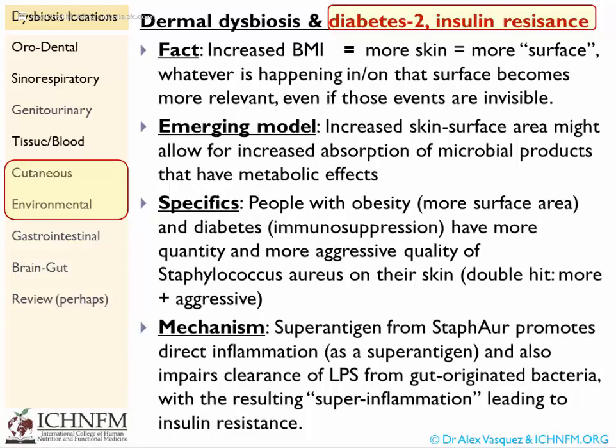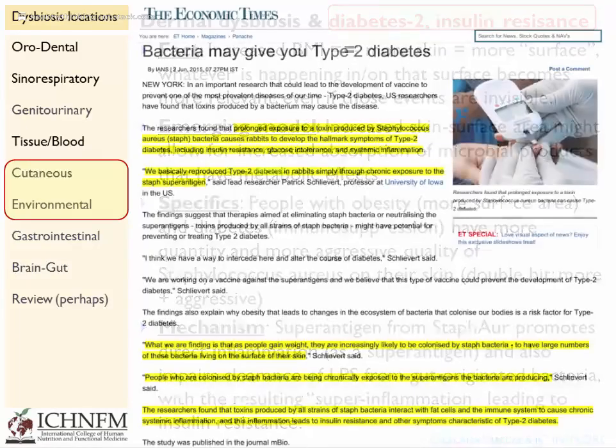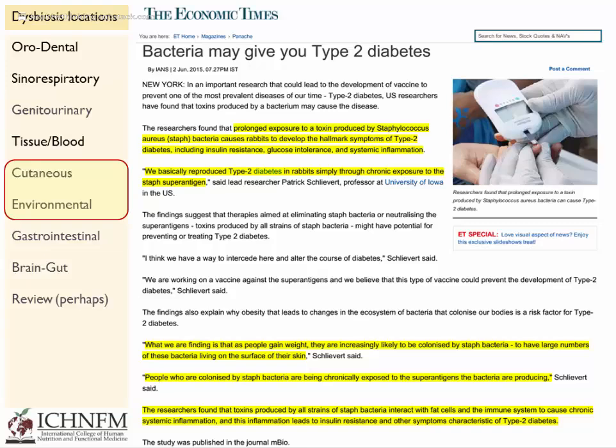So now that we've said that and we've kind of proposed the model, let's take another look at the supporting data. This is just a press release, a popular article in Economic Times. This is obviously not a medical reference, but I wanted to use it because it kind of breaks down the research into easily understood and explainable language. Title of this from June of 2015 is Bacteria May Give You Type 2 Diabetes.